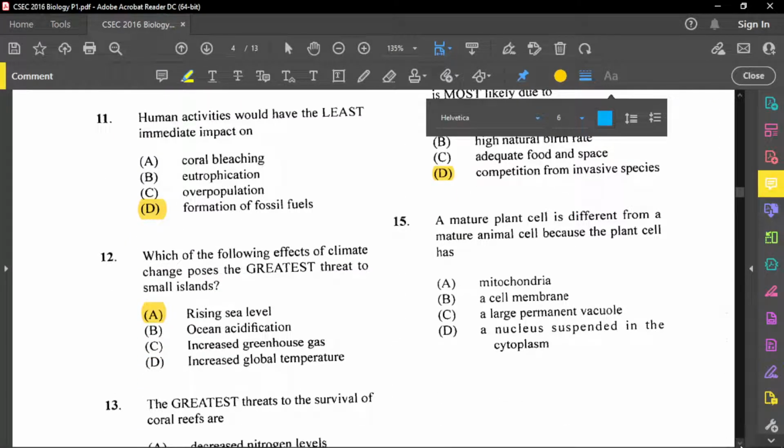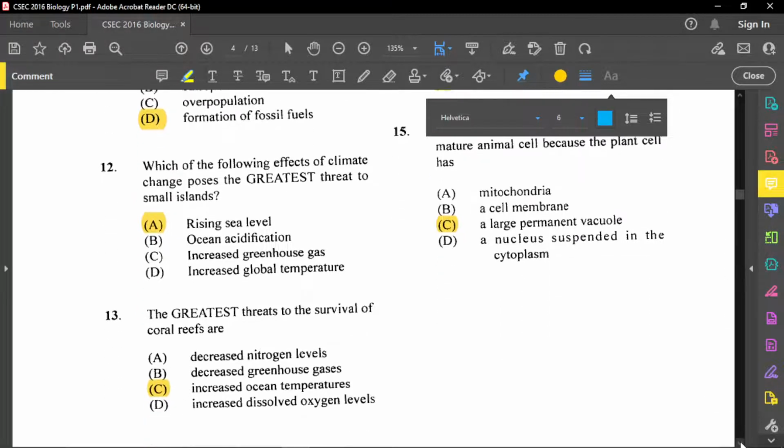Now, question number 15, it said a mature plant cell is different from a mature animal cell because the plant cell has what? So what the plant cell has that the animal cell does not. And so mitochondria, both of them. A cell membrane, both. A large permanent vacuole, oh yeah, only the plant. Yeah, so the plant has a large centrally permanent vacuole. All right, nucleus suspended in the cytoplasm, both cells will have that.